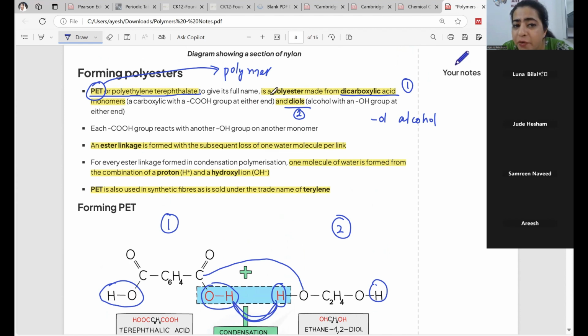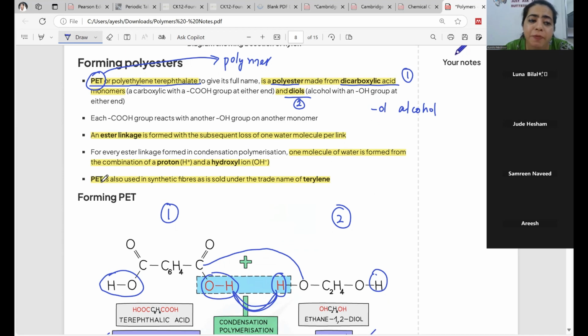So it's a polyester made from dicarboxylic acid and diol, and an ester linkage is going to be formed at the end. This PET is basically used to make synthetic fibers. Fibers are going to be made from this PET, and it also has another name which is common for the exam. In the exam, they can ask you about terylene. They can say PET and terylene are the same thing. PET has another name, terylene.